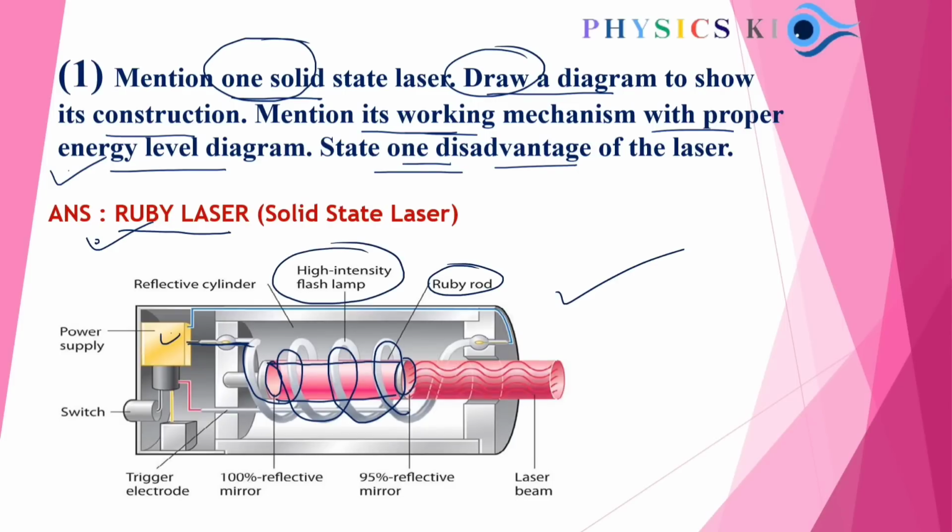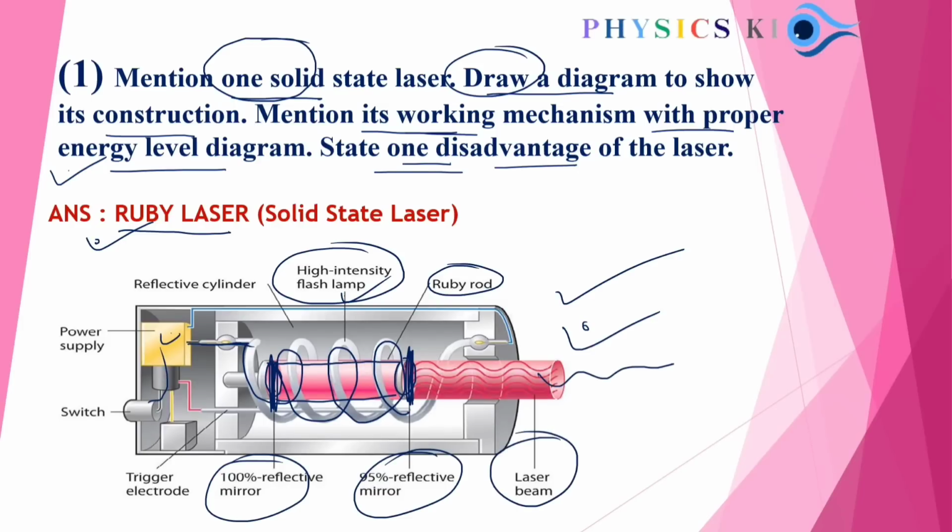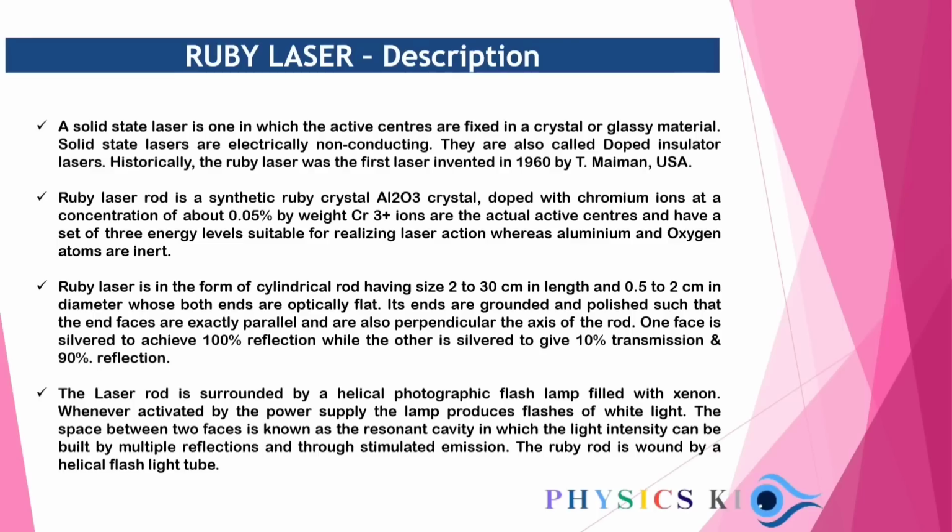And the third thing required is the mirrors: first mirror and second mirror. This is the 100% reflective mirror, and this is the 95% reflective mirror. Just connect the switch and draw an outside box. This is your diagram of the ruby laser. Whenever the light switches on, the pumping mechanism is provided, and due to multiple reflections we get the laser light. This is the laser beam. Now explain its construction.